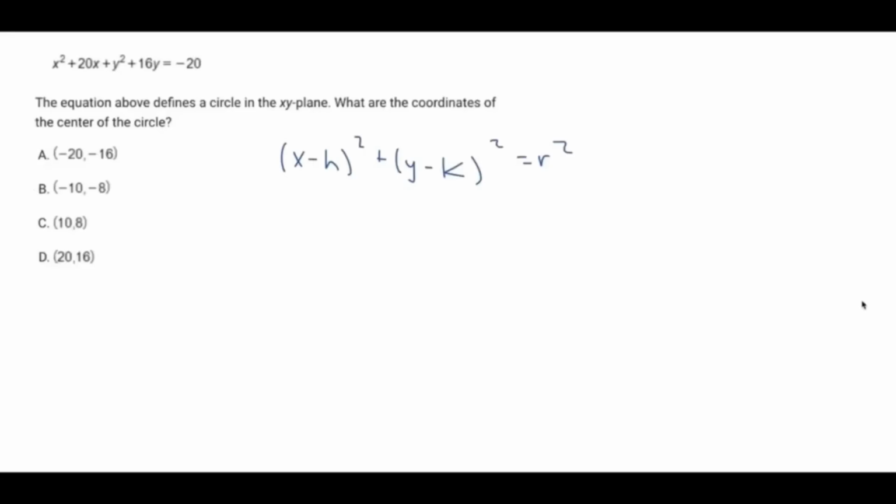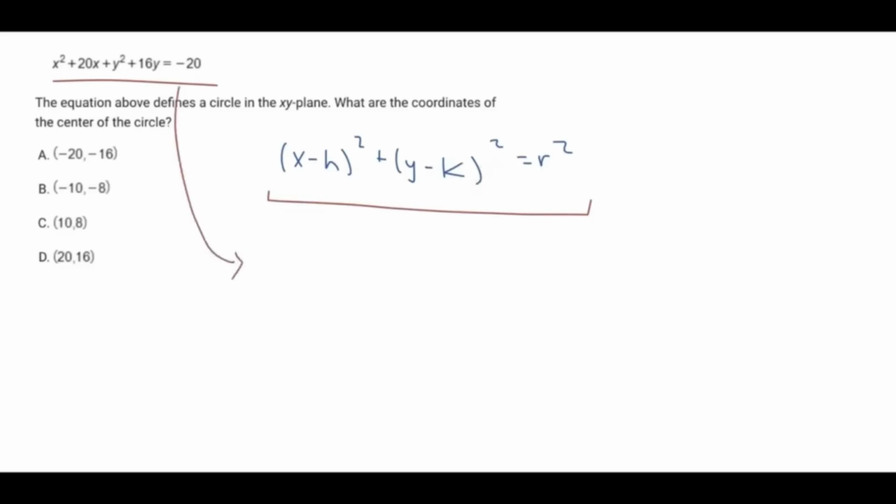The equation above defines a circle in the xy plane. What are the coordinates of the center of the circle? So I've written out the actual circle equation out here. You can see that our current equation doesn't match that, so we can't really base our coordinates on it. We can't take 20 or 16 or any of that. But essentially, to find our coordinates, we know that h and k represent the coordinates of the center of the circle. So first off, we need to convert the top equation to our standard circle equation form, right?